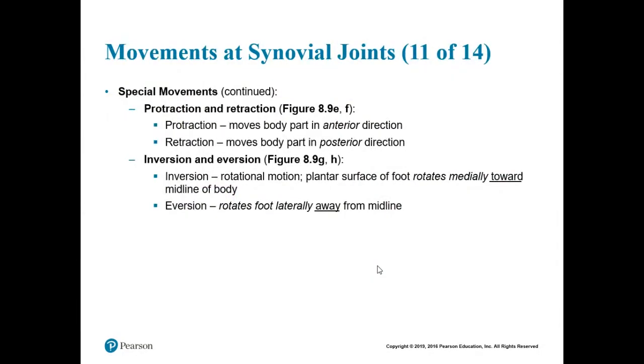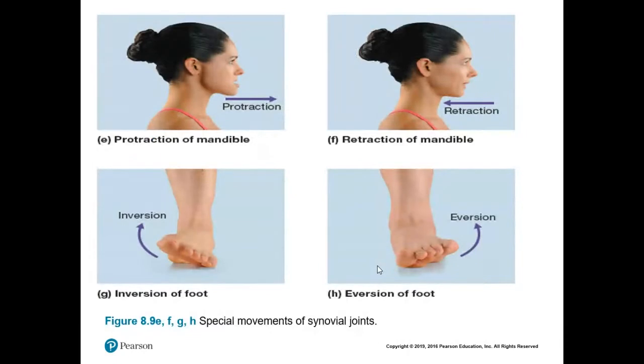Okay, then we get into protraction, retraction, inversion, eversion. Again, special types of movements. Protraction, for example, of the mandible is moving it forward, moving it anteriorly, and then retraction is moving it posteriorly, so bringing it back. Inversion of the foot would be angling it medially, and then eversion is the opposite type of movement, angling it outwards. And so inversion, eversion.